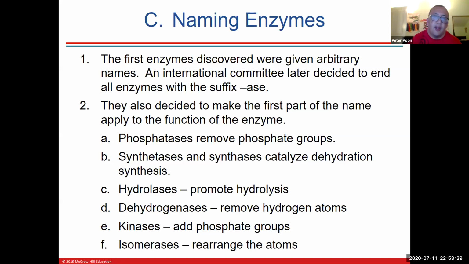They also decided to make the first part of the name apply to the function. Phosphatases remove phosphate groups. Kinases add phosphate groups. Synthetases make stuff, usually make stuff bigger. Hydrolases break stuff up. Dehydrogenases remove hydrogen. Isomerases make different isomers, so you rearrange the atoms.